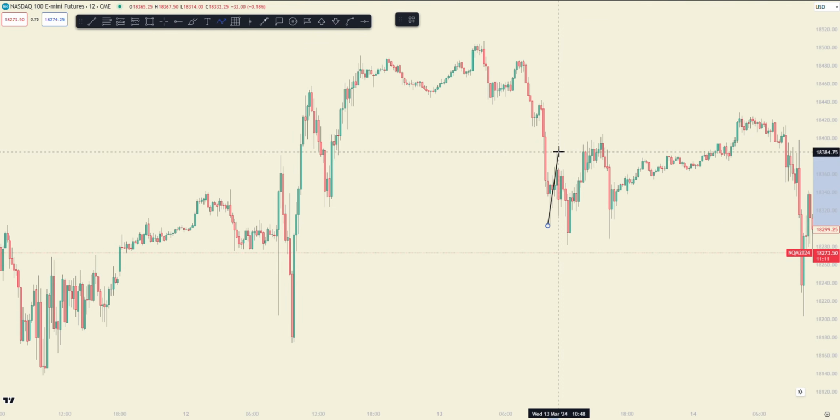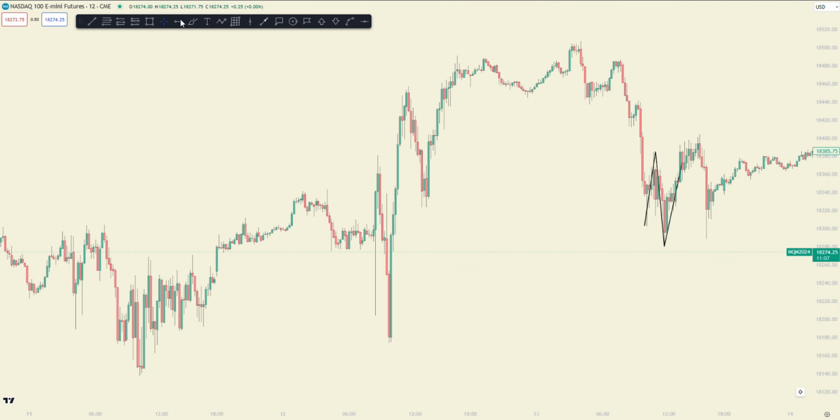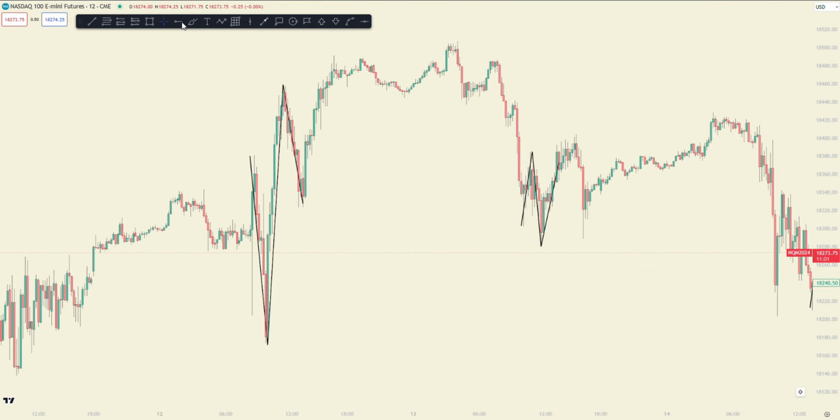Here's another one, even if it's a wicked one, whichever one you're seeing, it trades back into the range. Here's another one to the upside. Boom, boom, trades back into the range. Here's one here. Boom, boom, takes it, trades back into the range.